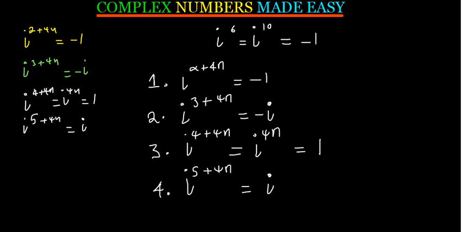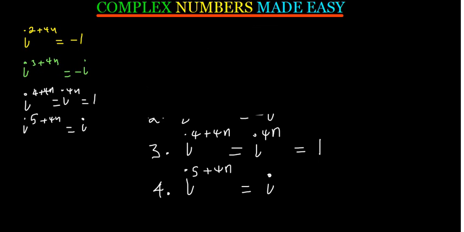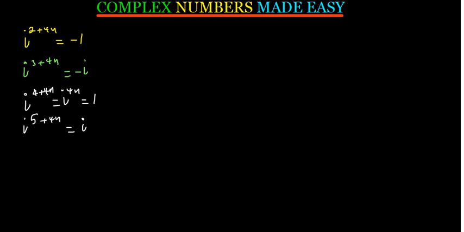Now, how do we apply them? I've seen questions in the exam which say express the following in the form a plus ib. So I've got i to the power 200. They want you to express it in the form a plus ib. In other words, you don't want to have i to the power 200. You just want to have i. You want to simplify that. So how can you do that? This is when this becomes very important.